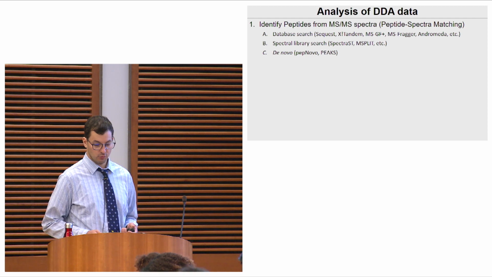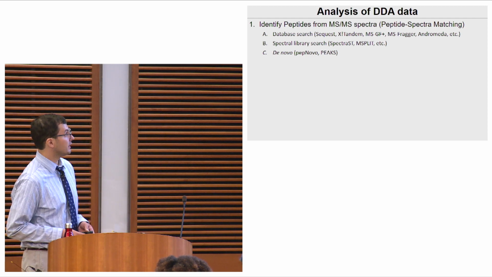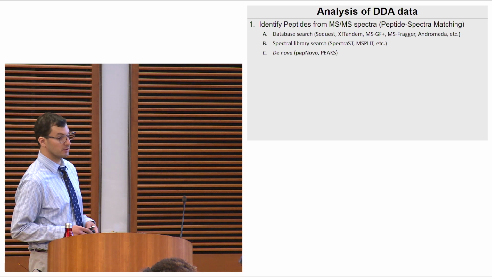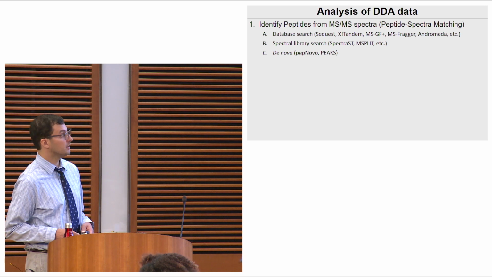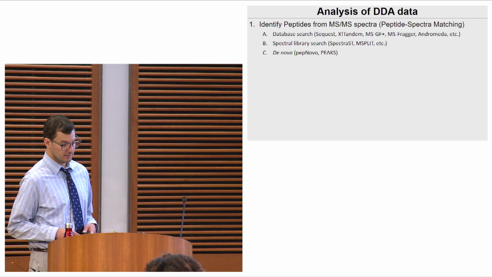Now that you know how DDA works, I want to briefly give you a sense of generally how you'll analyze your DDA data. Although if you're staying for the MaxQuant Summer School later in the week, you'll get this in a lot more detail. The first step in the analysis is to identify your peptides from your MSMS spectra. And this is a process called peptide spectral matching. And there's really three ways that people do this.